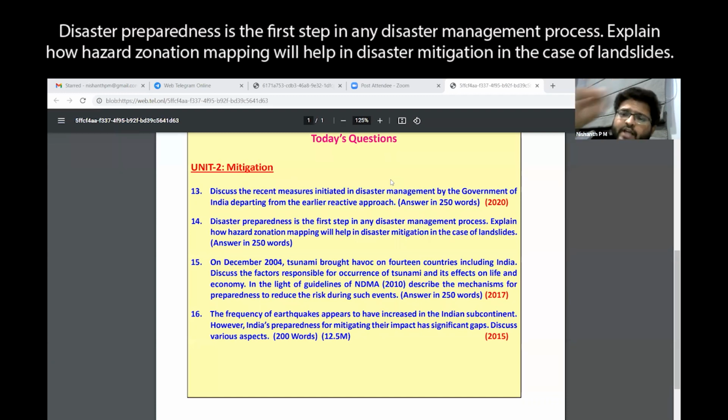Secondly, how the locals can be involved in fighting that particular disaster. And then, in case a disaster is striking in that particular area, what can be done to relocate or rehabilitate those people, having safe havens in the nearby vicinity. So all these can be planned.